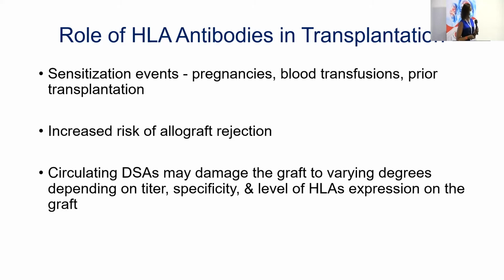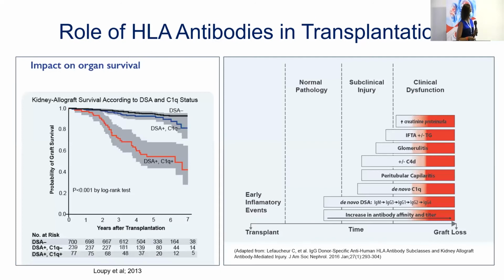So as I've alluded to, antibodies increase the risk of allograft rejection, and the particular characteristics of these antibodies which increase the risk of rejection are the amount of antibodies and the specificity of the antibodies. So for example, from a blood transfusion, someone can become sensitized, but maybe the antibodies they have do not target the HLA on the actual donor that they're being evaluated with. And then the level of the HLA expression on the graft is also important.